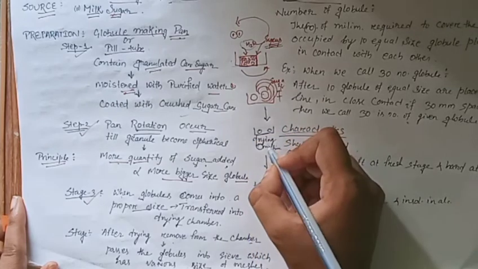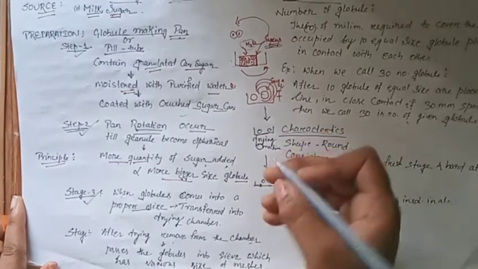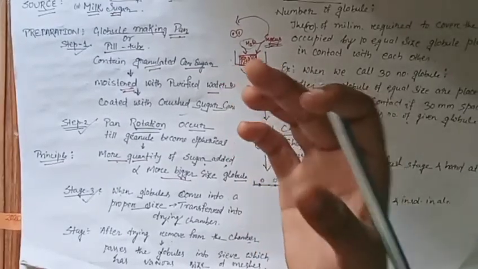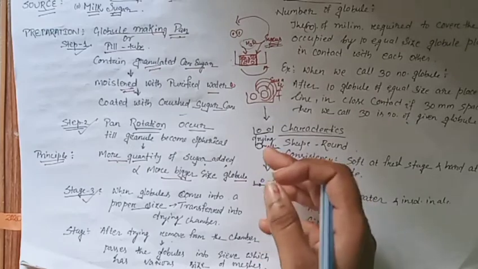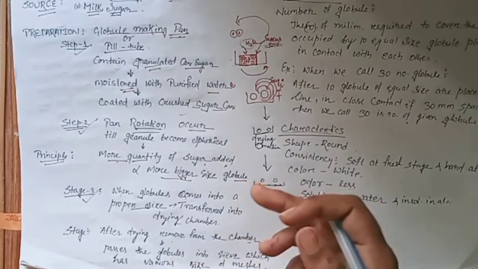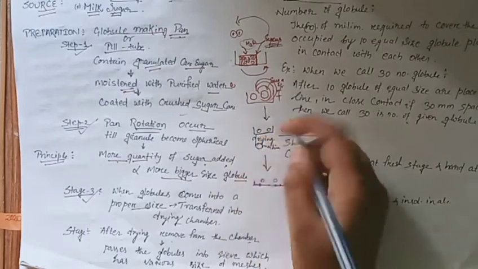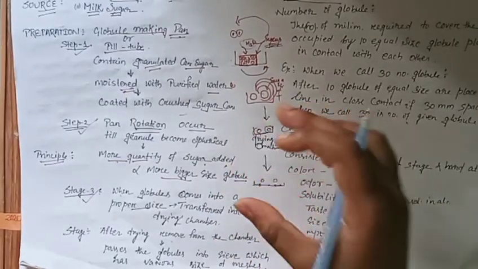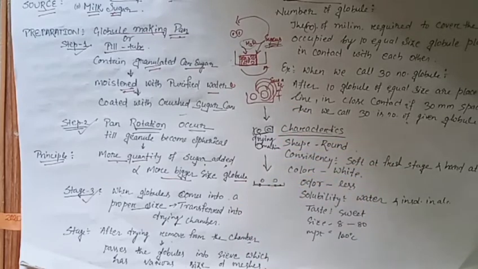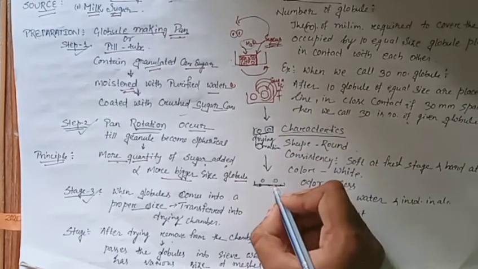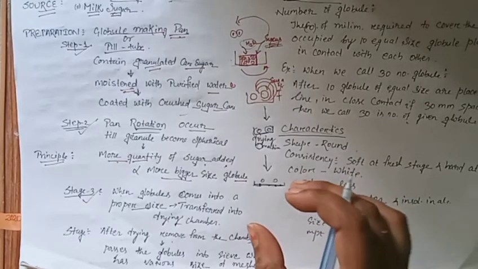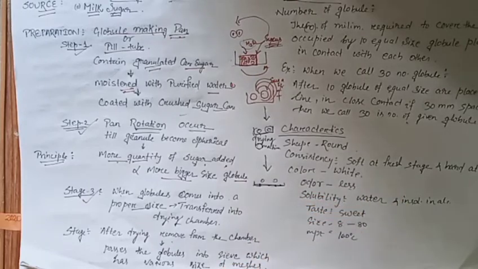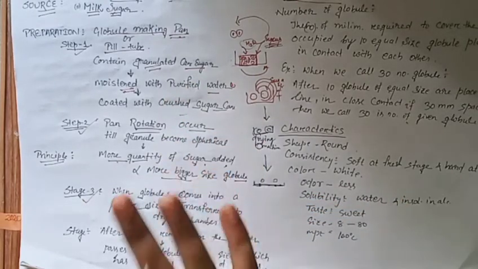After the globules are formed, when the required amount of globule is formed, we stop the rotation and keep the globules into our drying chamber. In the drying chamber, we dry the globules and collect them in a sieve, so that the required amount of globule we can collect inside it. In this way we prepare the globules.